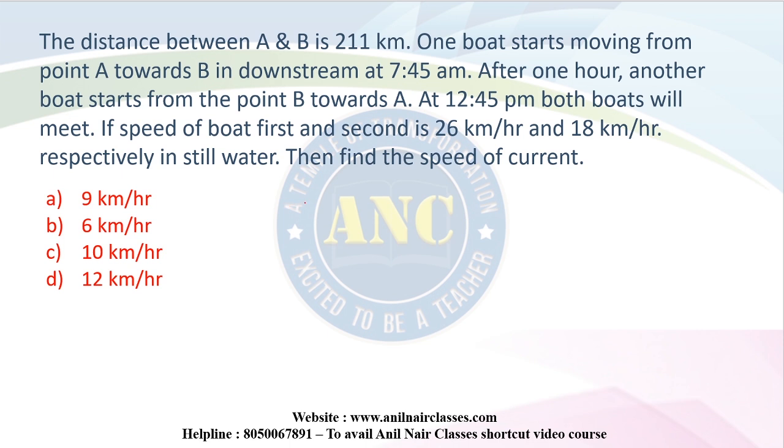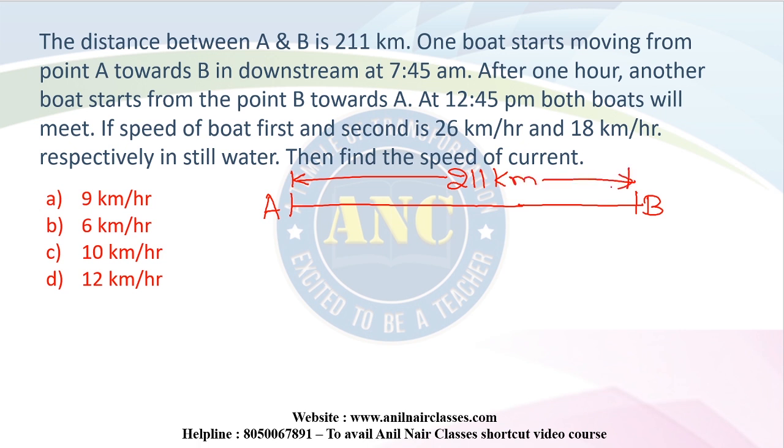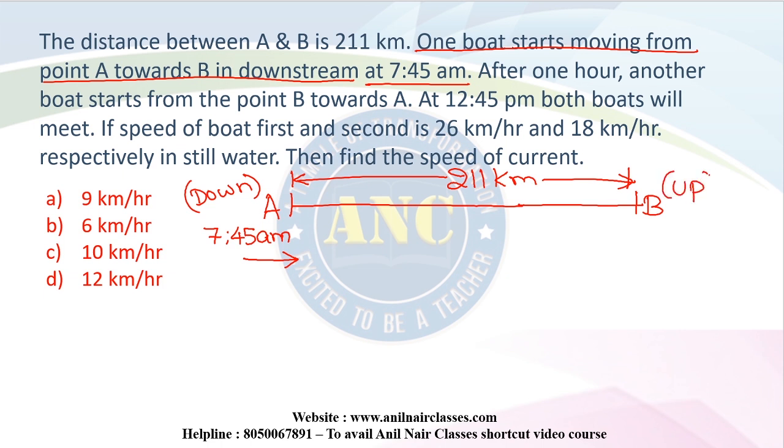The question says the distance between A and B is 211 kilometers. Let me write it in a diagram. A and B have a distance of 211 kilometers. That is my first statement. One boat starts moving from point A towards B in downstream at 7:45 a.m. That means the first boat is starting at 7:45 a.m., similar to the trains problem we discussed, and it is downstream, right? Remember, this left hand side is downstream, I'll just write it as down here. So if this is downstream, definitely this should be upstream. There is no doubt about it.